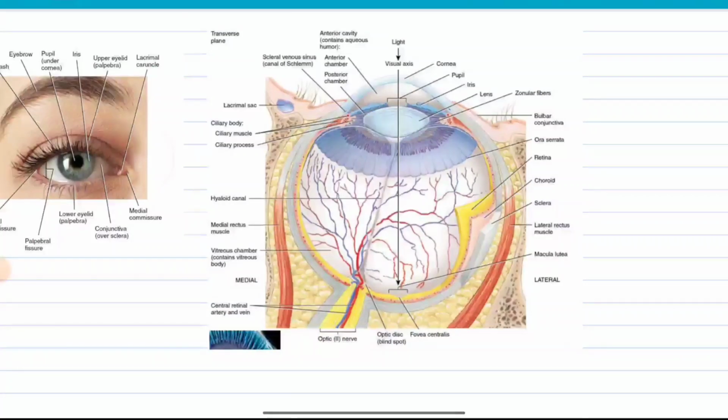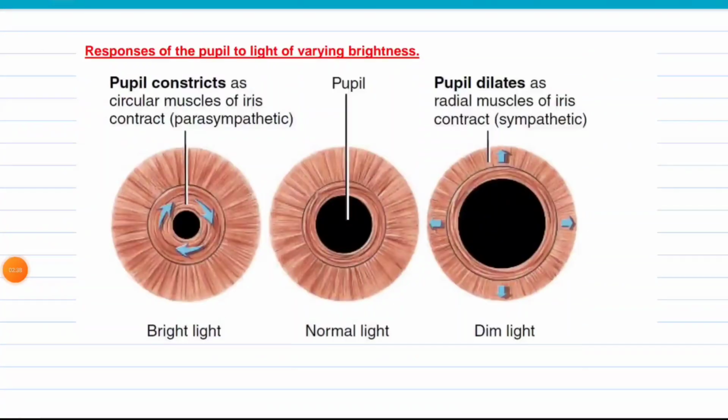It also regulates the amount of light entering the eye by adjusting the size of the pupil. It can be contracted or dilated, depending upon the intensity of light. If we are in a dim light condition or in darkness, the pupil will be dilated, as the radial muscles of the iris contract.